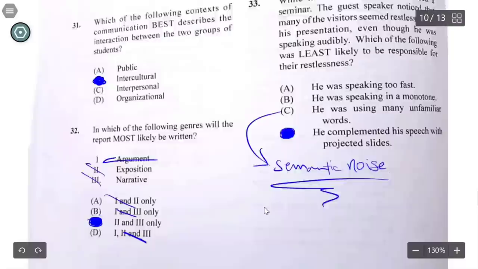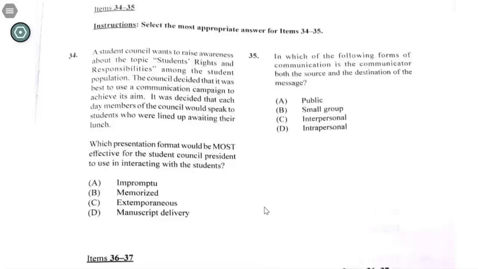34. A student council wants to raise awareness about the topic students' rights and responsibilities among the student population. The council decided that it was best to use a communication campaign to achieve its aim. It was decided that each day members of the council would speak to students who were lined up awaiting their lunch. Which presentation format would be most effective for the student council president to use in interacting with the students?